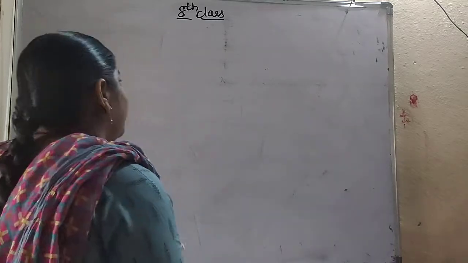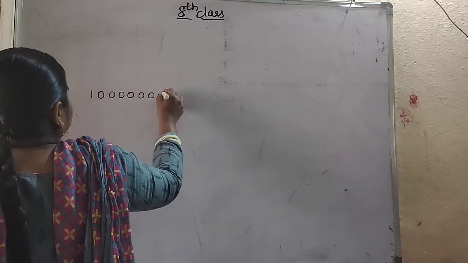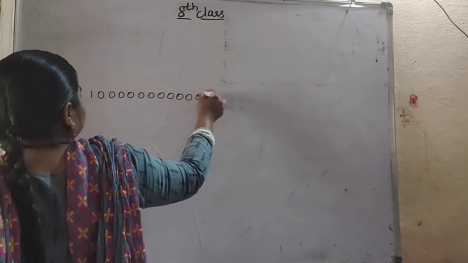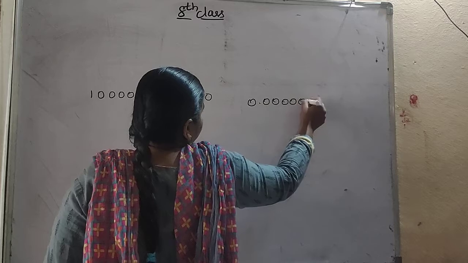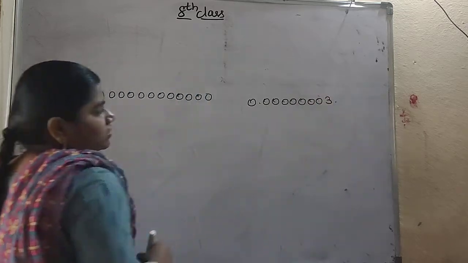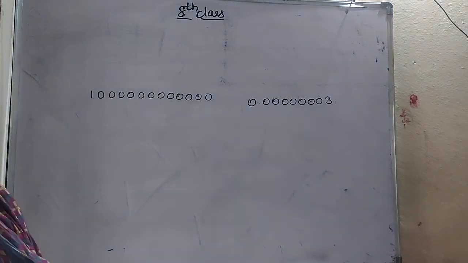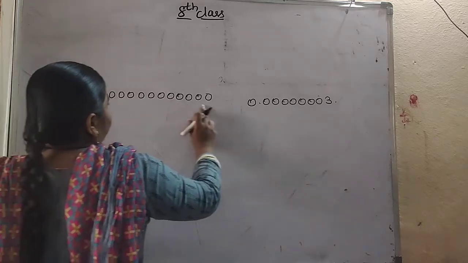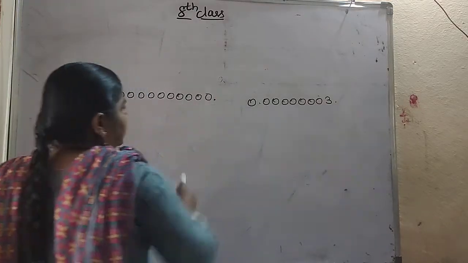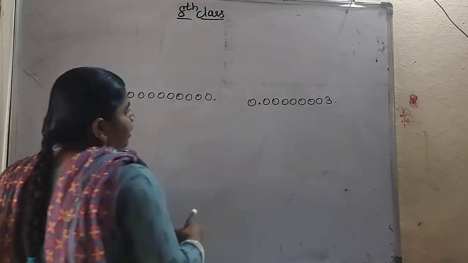So I am taking a very big number here. So this is the biggest value. And one more I am taking, the smallest value. This is the smallest value. Okay, how to convert this biggest number and smallest number into scientific notation? If you see the biggest number, you are not seeing any point. If you see the smallest number, already you are seeing the point here.